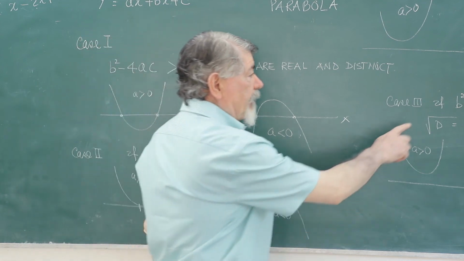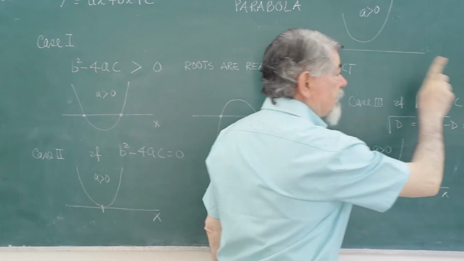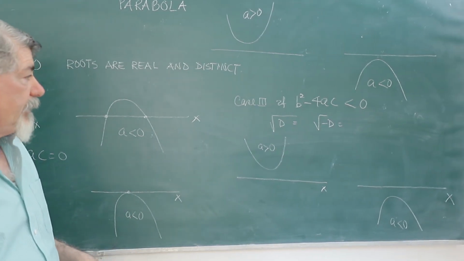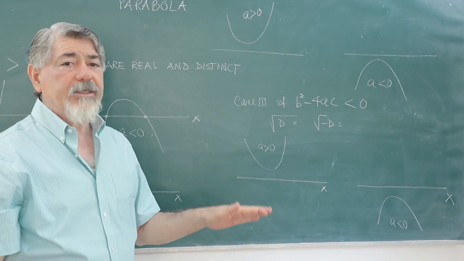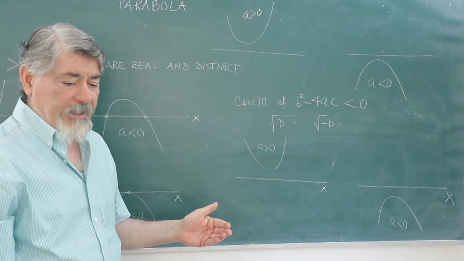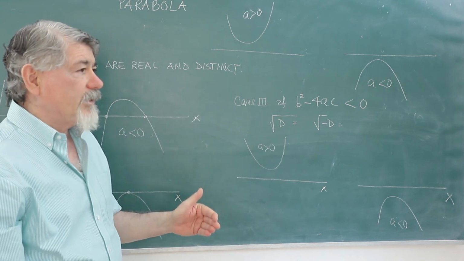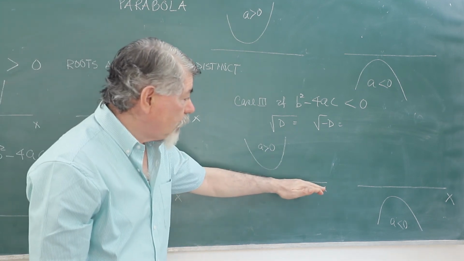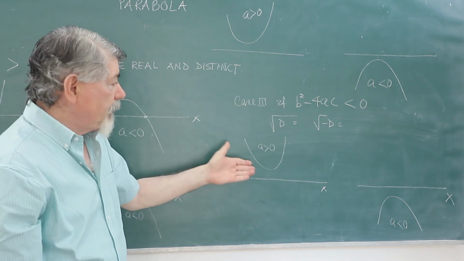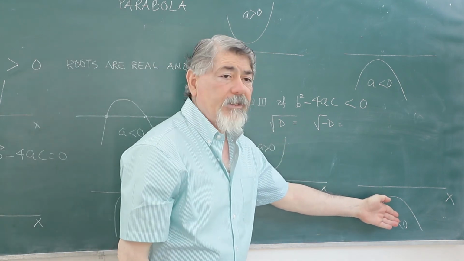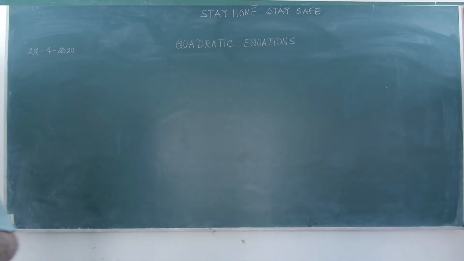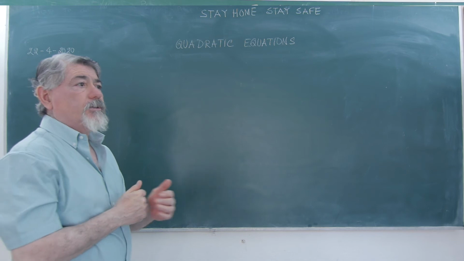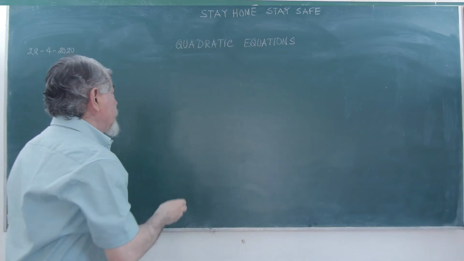In the third case, if I have b square minus 4ac less than 0, that means it is negative. If it is negative, then you get imaginary roots. And how do I see imaginary roots? This curve will not be cutting the x-axis at all. It will be above the x-axis, or it will be below the x-axis. Okay, we discussed the nature of the roots.